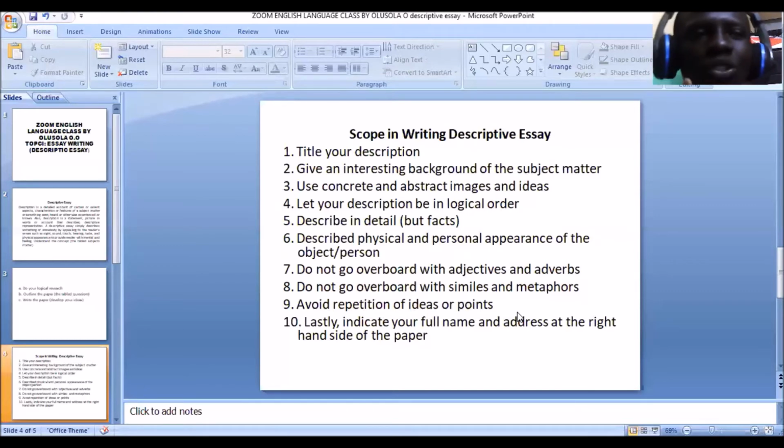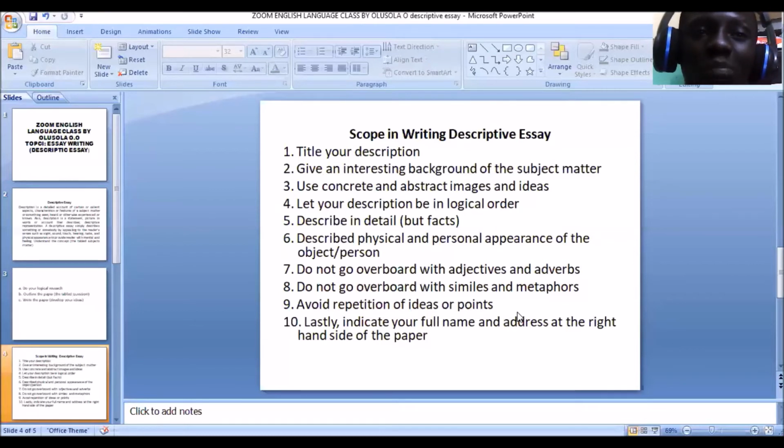Then 3, use concrete and abstract images or ideas to build up your paragraph. Once you establish your ideas, so you need concrete and abstract ideas or philosophies. This means that you must have eye contact, sound knowledge, good knowledge about the subject matter.